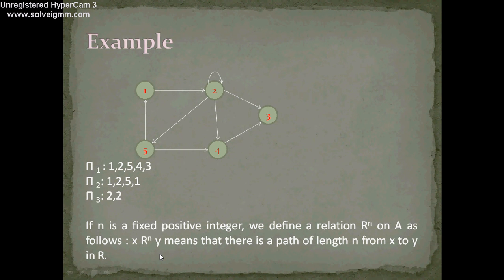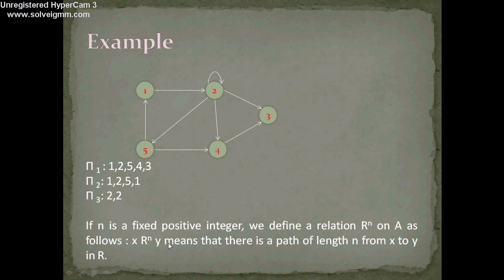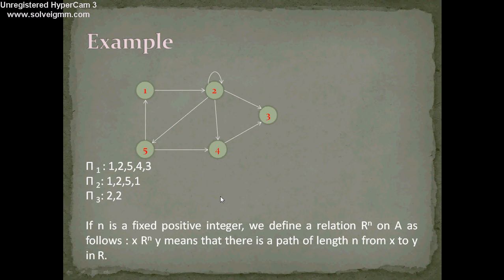Similarly there is a concept of R to the power infinity. We can define a relation R to the power infinity such that x is related to y if there exists any path between x and y in the digraph. This concept is used to find whether two vertices are connected or not, so it is used in the concept of connectivity.